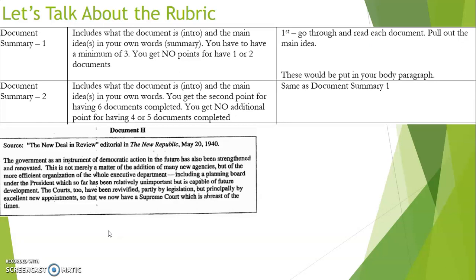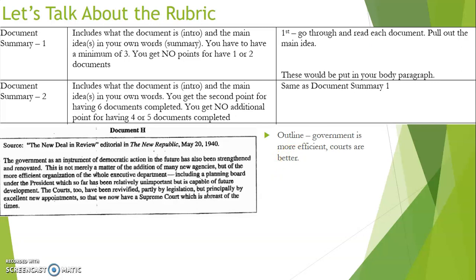When you're doing an outline, you just need to jot down the main ideas. You do not need to write out your full summary yet. So if I was to do my outline for this document, it would just be something like this: the government is more efficient, and the courts are better. That's all I would write down, and then I would move on to the next document.